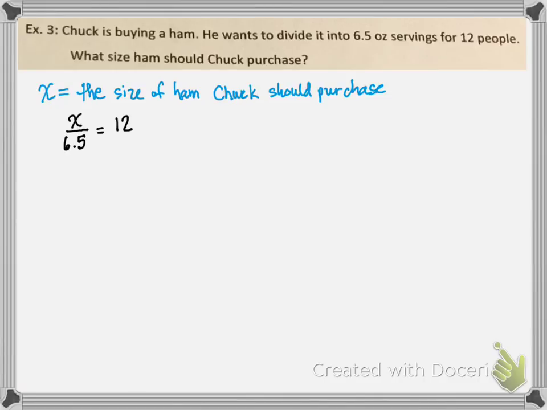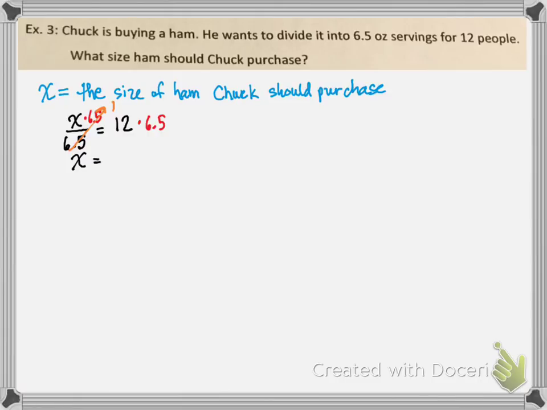All right, so to solve it, I'm going to do the inverse of what I did before. So the inverse of dividing by 6.5 would be multiplying by 6.5. So I'm going to multiply both sides by 6.5. Now, 6.5 divided by 6.5 is 1. 1 times x is x. So we have the inverse property of multiplication. We have the identity property of multiplication, right?